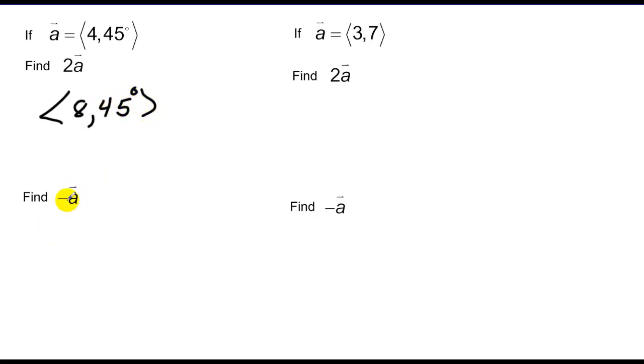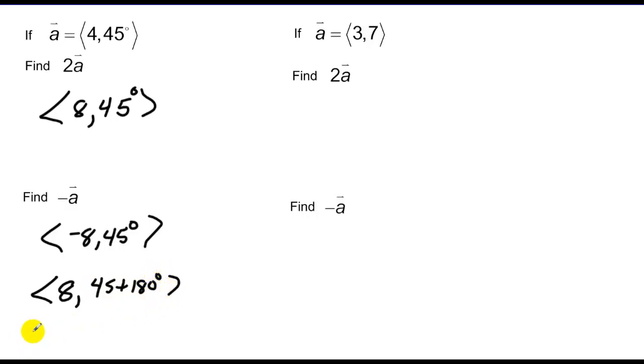Now, if we go a -A, we could say, well, we said it's in the same direction, but it's really not, because we talked about negative vectors pointing in the opposite direction. So what we could say is that would be a -8 and 45 degrees, but we know that's the same as going the opposite direction of 45 degrees, so we could say that's the same as a positive 8, and 45 plus 180, or 8 and 225 degrees.